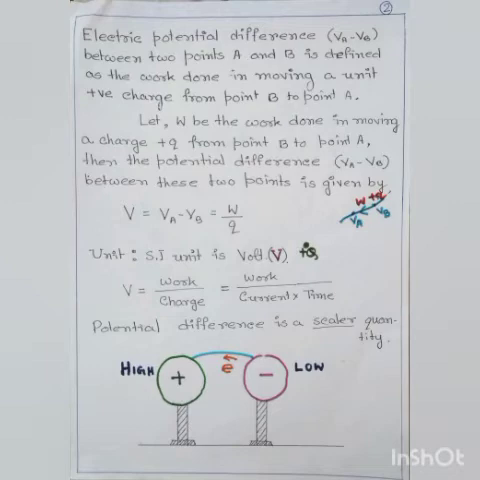See, V equals VA minus VB equals W by Q. Clear? Same as potential. Okay. And what is the unit of potential difference? Same as potential, that is, the SI unit of potential difference is volt, and it is denoted by capital V. So V is equal to work by charge.